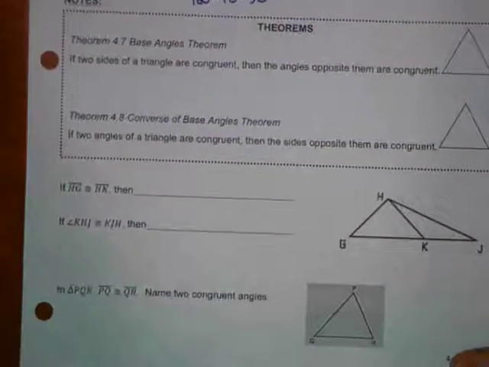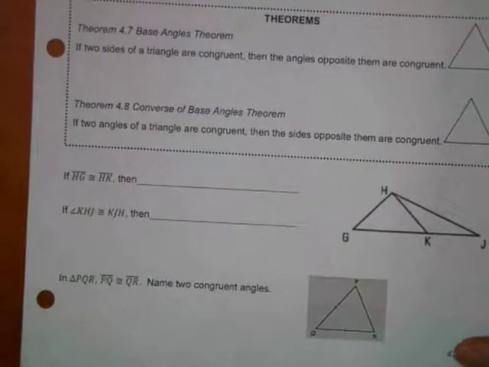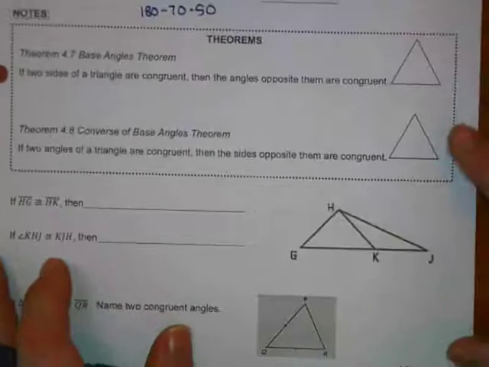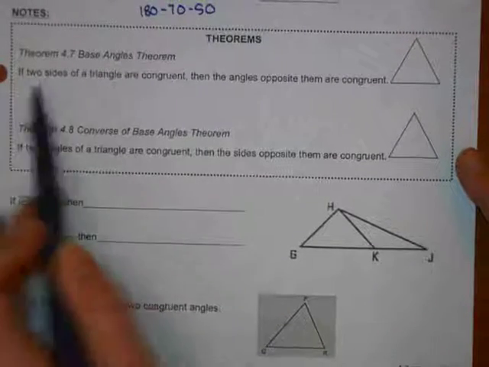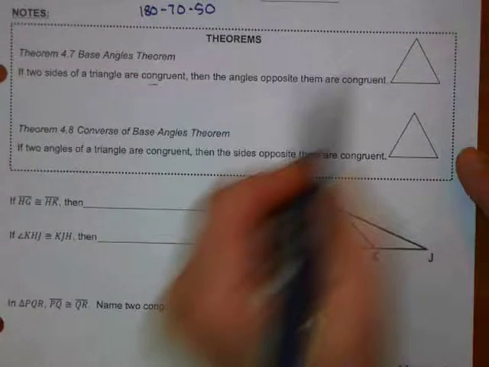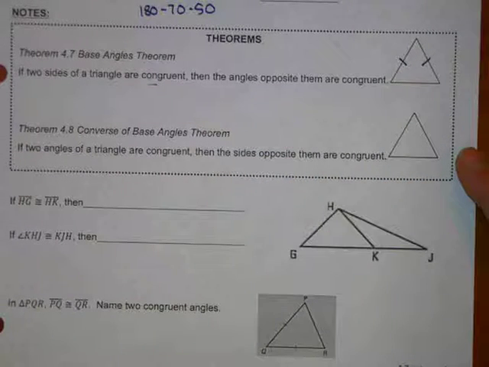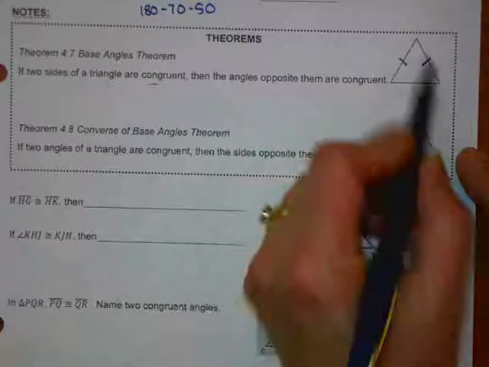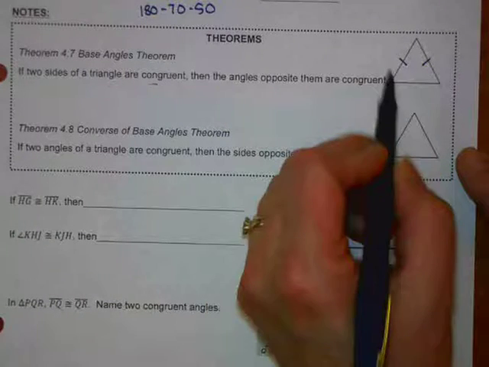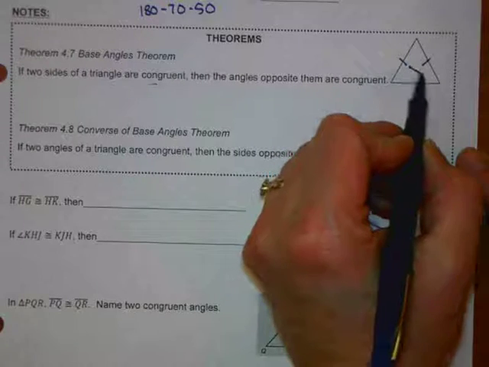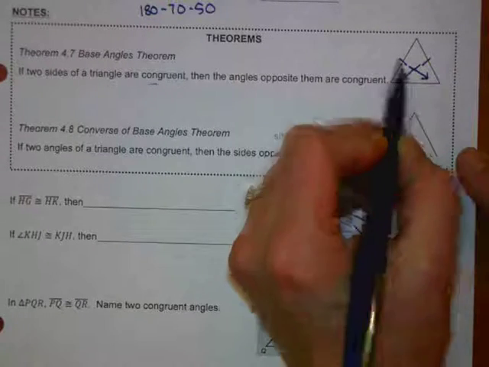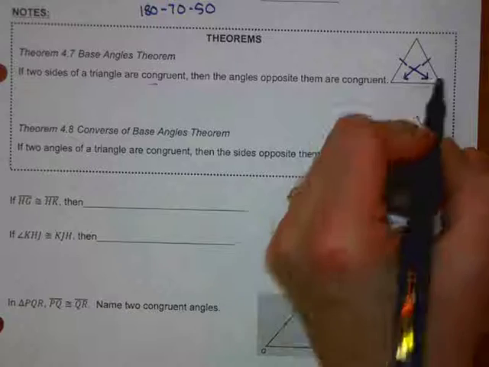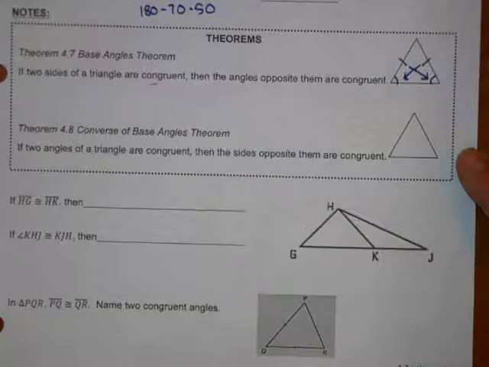So two more theorems you've got to remember. Base angle theorem. It's kind of easy. Don't get hung up on the wording too much, but if two sides of a triangle are congruent, so I'm going to mark these two sides as being congruent, then the angles opposite them are also congruent. So what kind of triangle is this, first of all? Isosceles. So isosceles triangles are special because if their sides are congruent, then the angles opposite are also congruent.